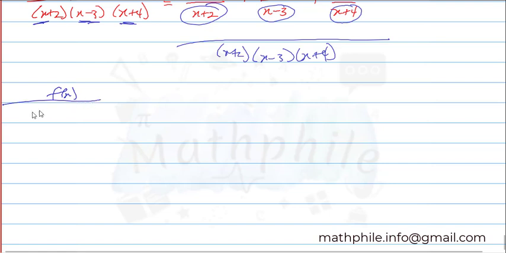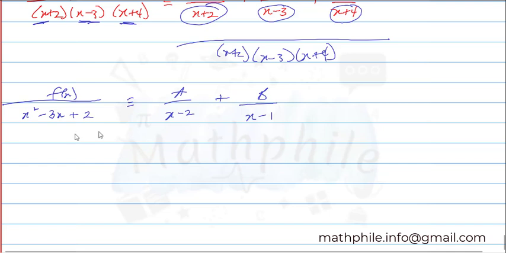F of x over x squared minus 3x plus 2. What is the partial fraction equivalent? So it will be A over x minus 2, plus B over x minus 1.